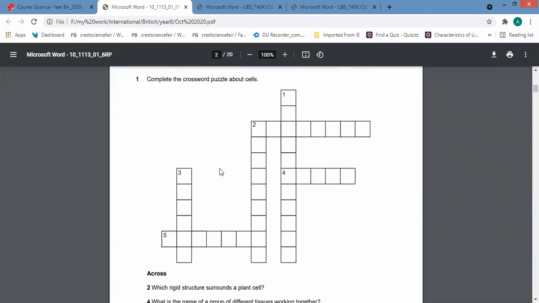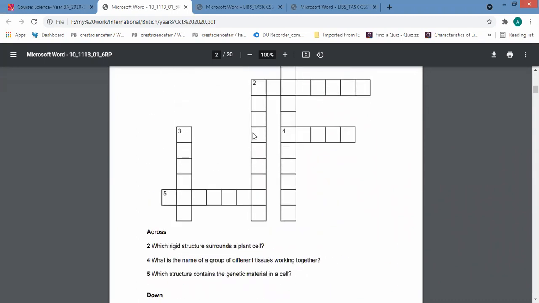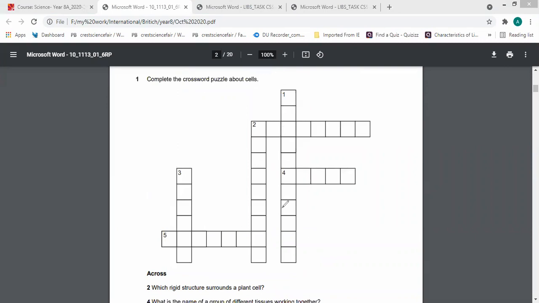Guys, please help me saying the question. So first one talking about what? About chloroplast. Don't say the answer. Number 1, what is the name of the structure inside a cell where photosynthesis happens? Chloroplast. So number 1, chloroplast.